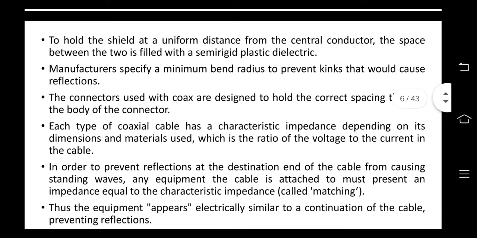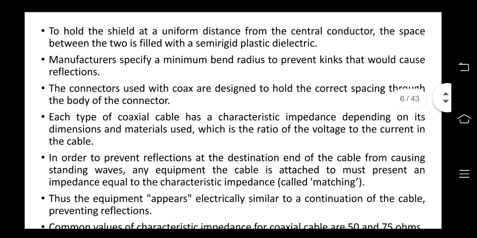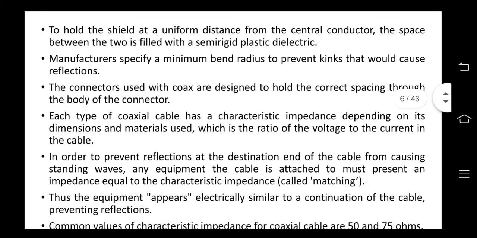To hold the shield at a uniform distance from the central conductor, the space between the two is filled with a semi-rigid plastic, mostly a dielectric. Manufacturers specify a minimum bend radius to prevent kinks. Kinks are the sudden spikes that arise in the waveform, which would cause reflections.